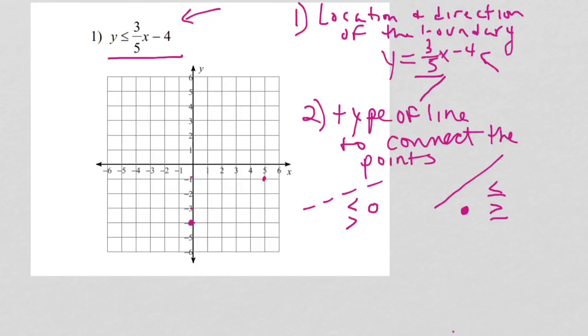So when we look at this example here, notice we have a less than or equal to sign, which means it does include that boundary line, which also means it takes more ink to draw or to write, so we're going to use the line that takes more ink to draw. So this would be a solid line. Now, the third item is shading.